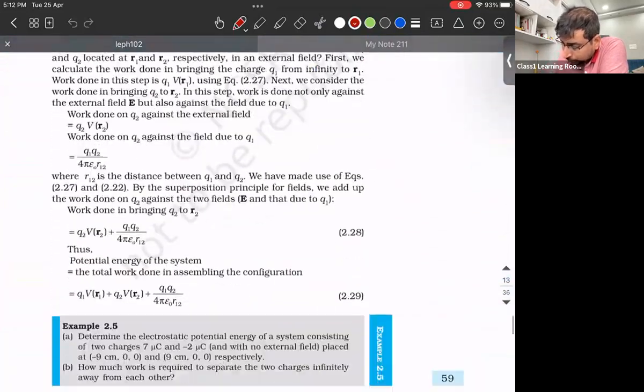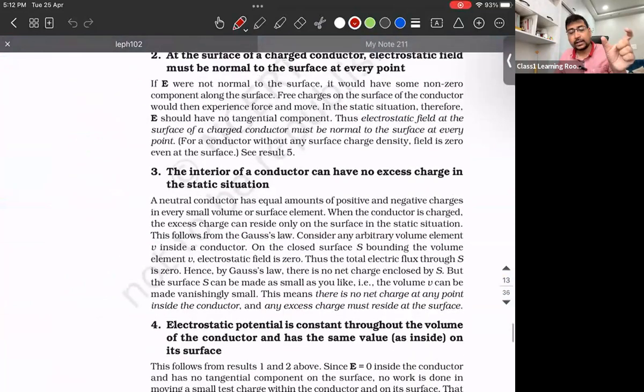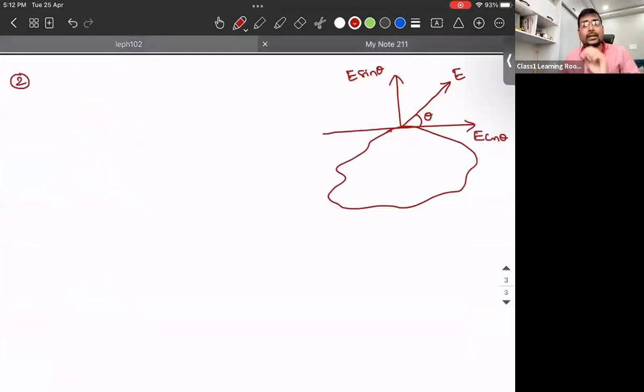The interior of a conductor can have no excess charge, and all the charges will go and sit on the surface of the conductor. This point alone, have it in mind. Why is it so? I'll explain in the next point. The interior of a conductor can have no excess charge in a static situation. So have that point in mind, meaning when this is considered to be a charged conductor, all the charges are going to go and sit on the surface of the conductor.